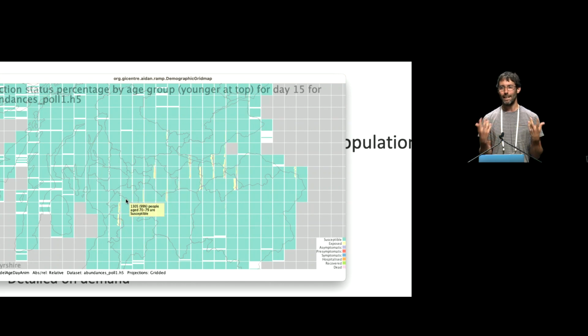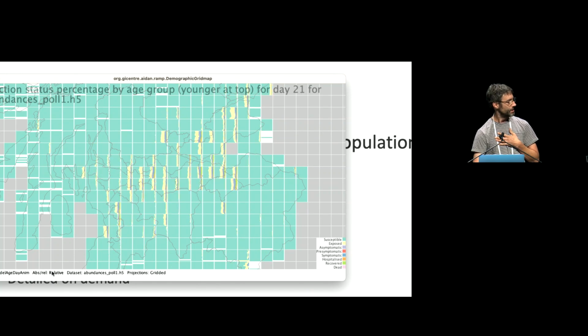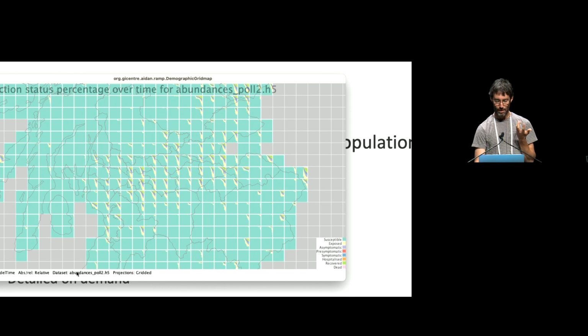Obviously, we know that animation is not necessarily a good way of showing time, so we had another representation where we looked at time series data. We had one glyph with all the information on. And to do comparison, we could switch between two model types.